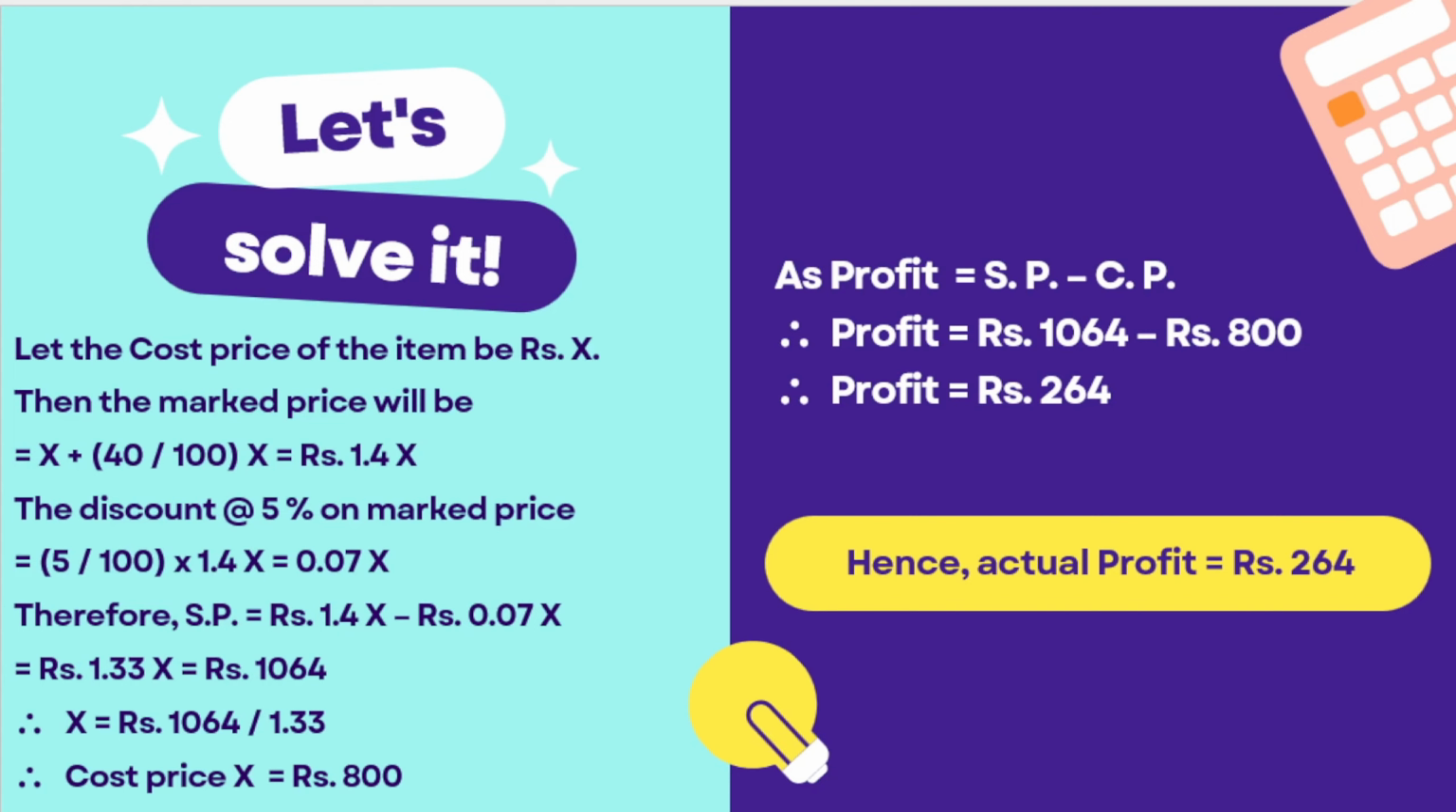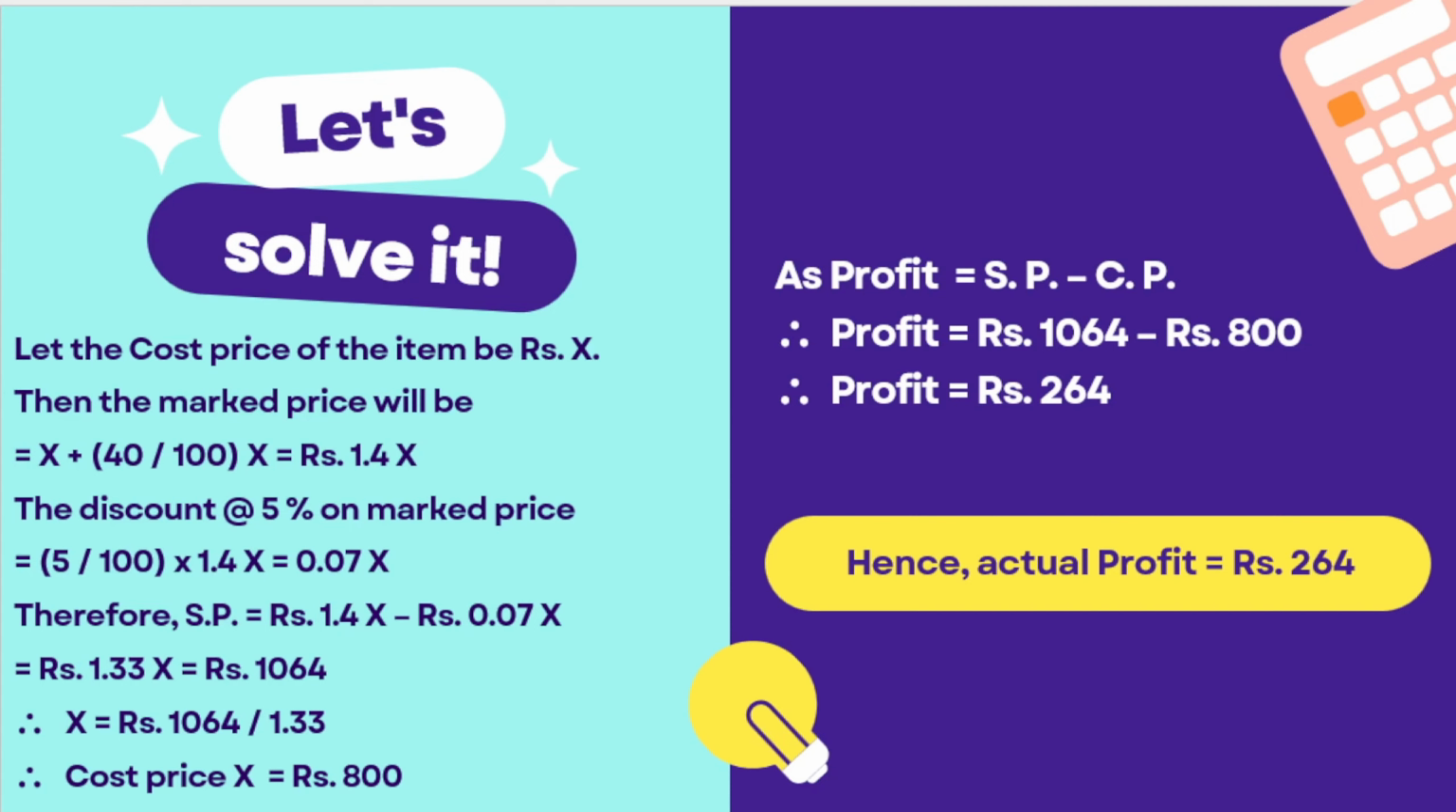Therefore, selling price can be calculated on the basis of marked price as equal to marked price of rupees 1.4x minus discount of rupees 0.07x, which comes to rupees 1.33x, which can be equated to the selling price of rupees 1064 after deducting the discount. Solving the above equation, we can write, x is equal to rupees 1064 divided by 1.33, which comes to 800.